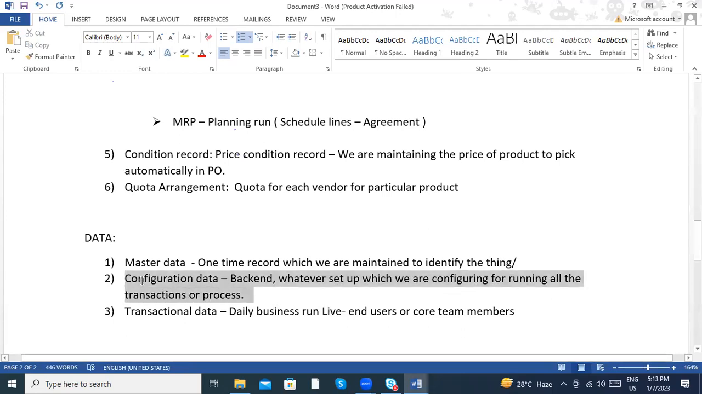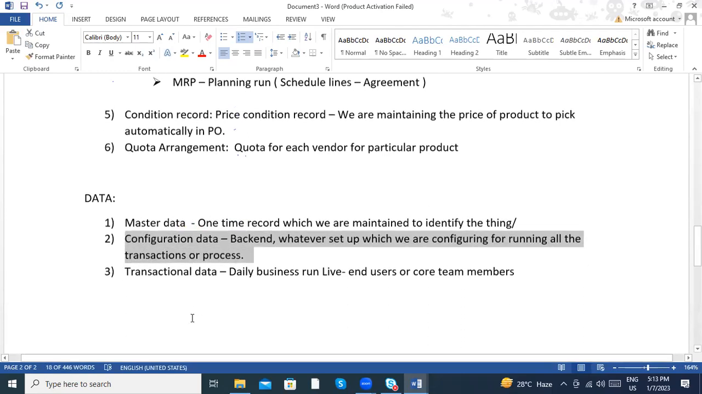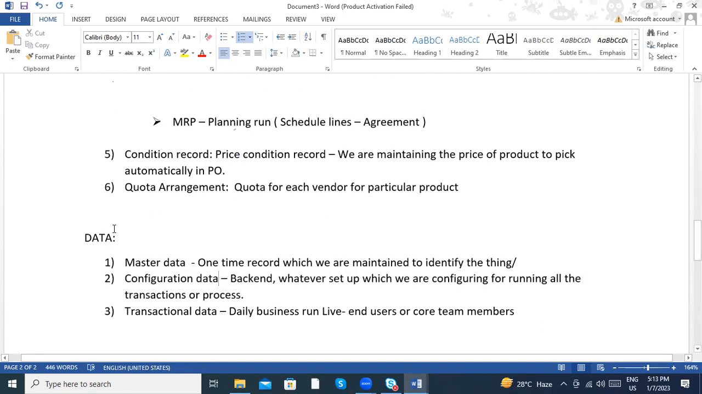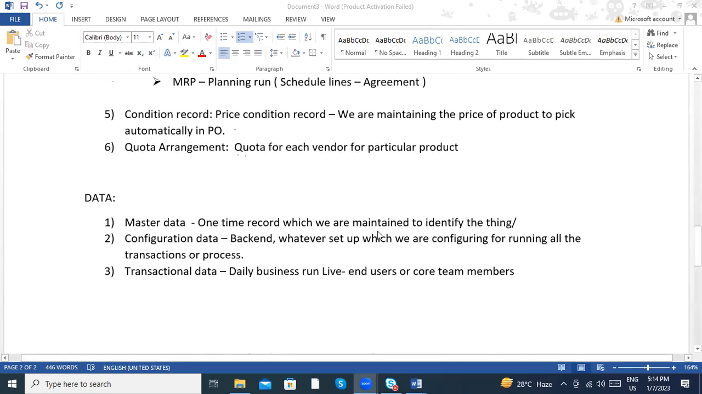So that is the configuration data. Sometimes we can call it customization data also. Clear? So these are how we will be segregating the data. Any doubts here? No, it's good.